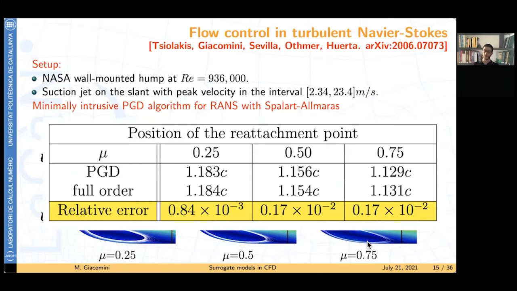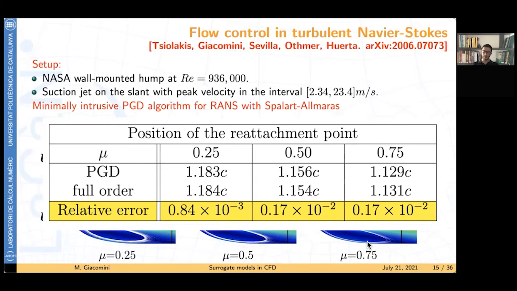Indeed, if we look a bit more closely at the position of the reattachment point, we see that within the range of the parameters studied, the error is always below 0.5 times 10 to the minus 2. So the methodology is indeed able to construct surrogate models, being non-intrusive with respect to OpenFOAM, and this methodology is applicable both to laminar and turbulent flows.